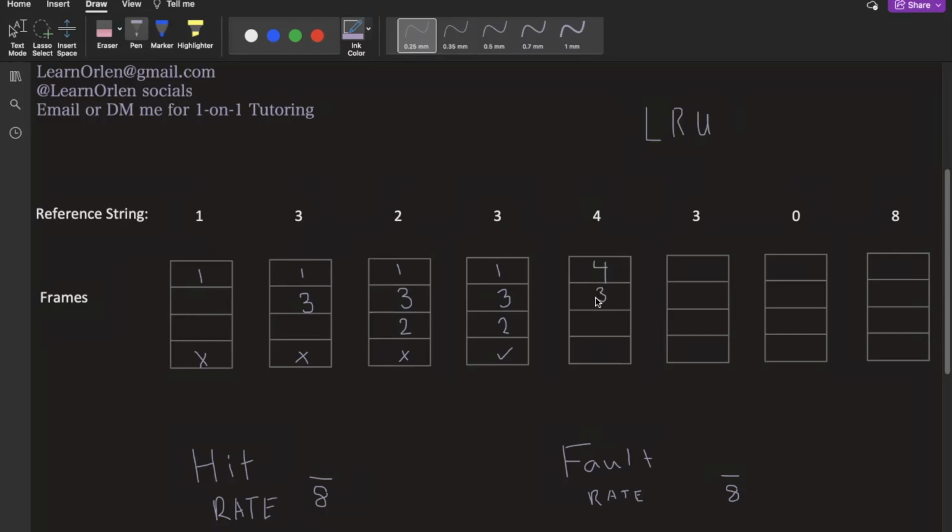Four, three, two, four. Next, three. Three is in here again. Four, three, two. And since we had it, it's a hit.